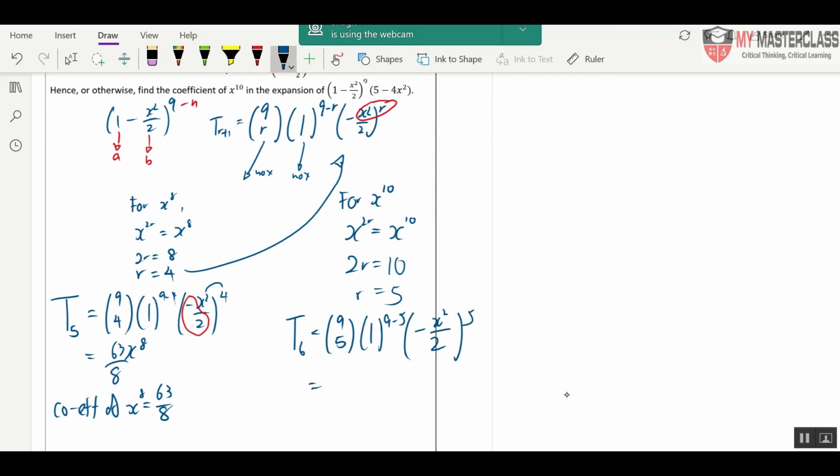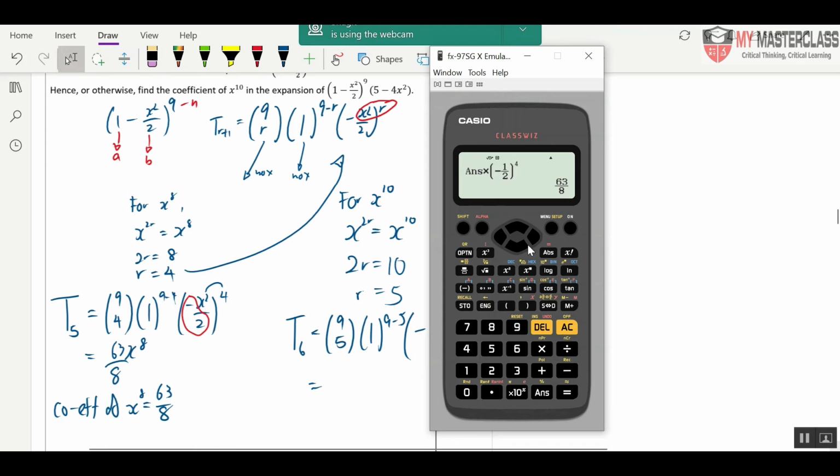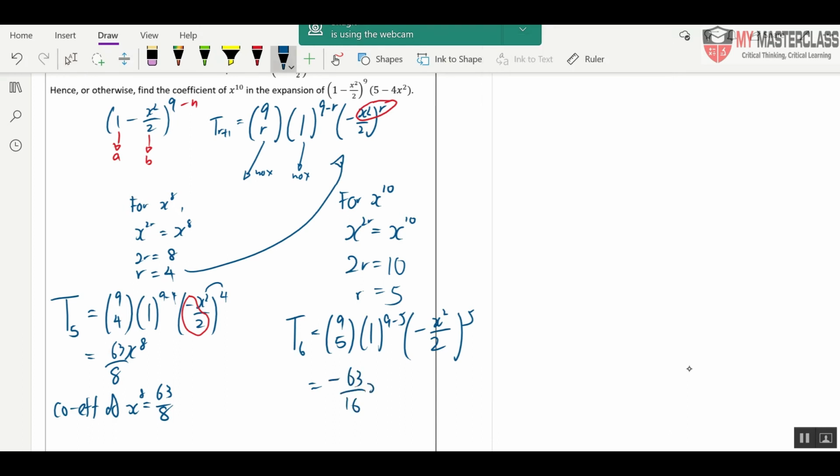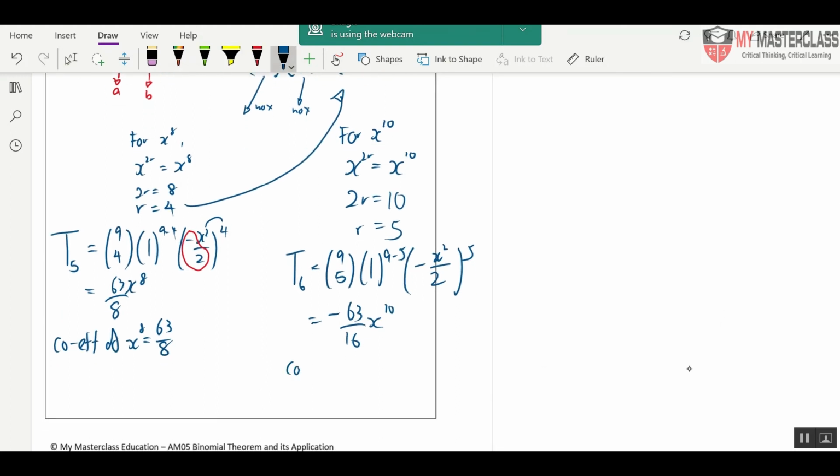Use your calculator, 9 choose 5, multiply by negative 1 over 2 to the power of 5. Okay, and then you get negative 63 over 16 x to the power of 10. So the coefficient of x to the power of 10 is equal to negative 63 over 16.